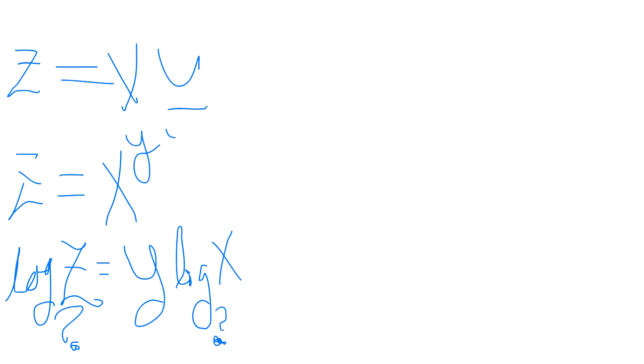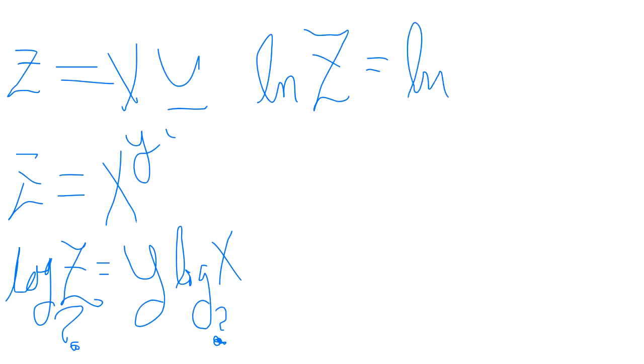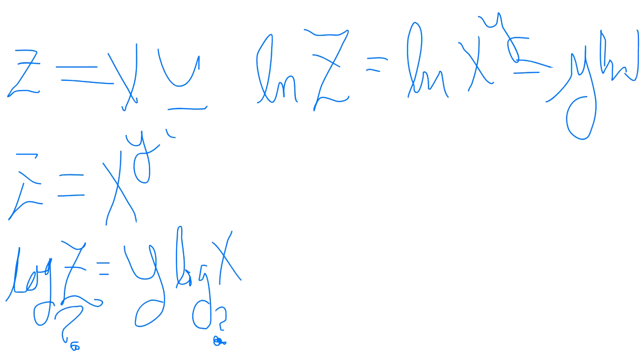But our question was, what is going to be the base of the log? Because x and y are all random numbers, we cannot use 10 as the base. That's where this natural log comes in. If you take the natural log, because you can take it of any random number, then the natural log of x raised to y becomes, again, y times natural log of x.